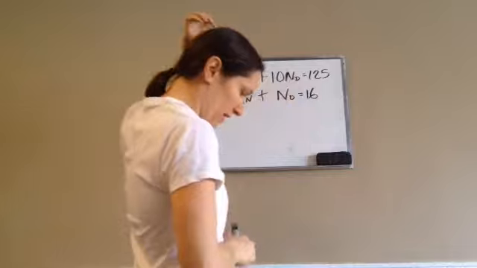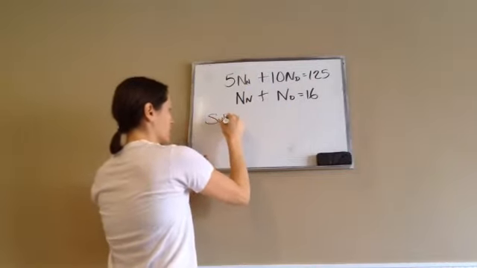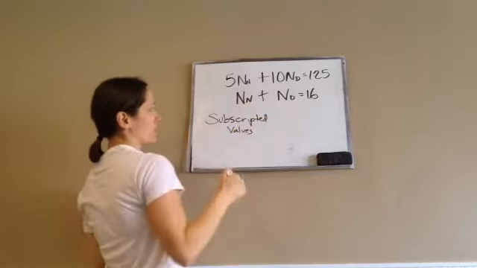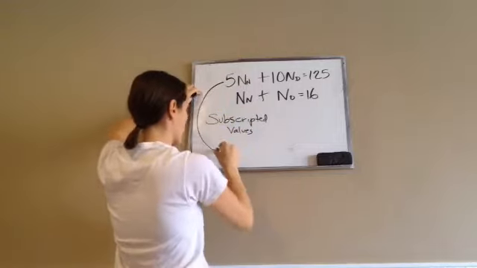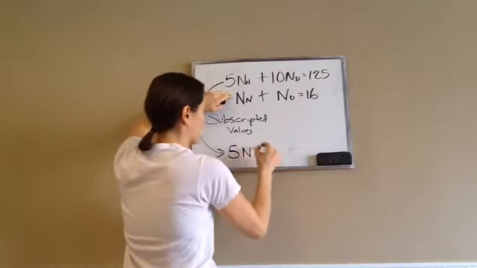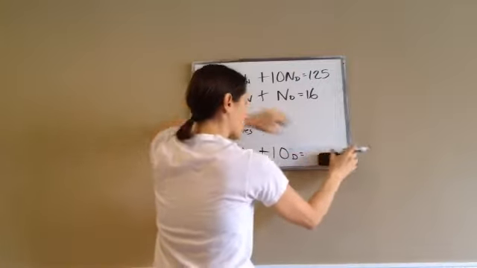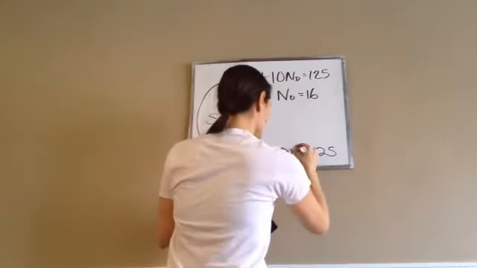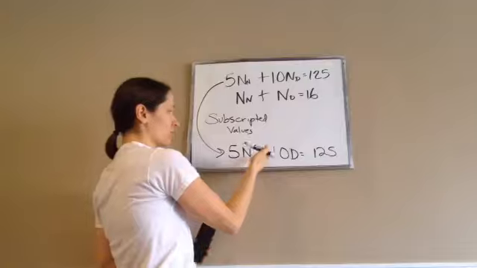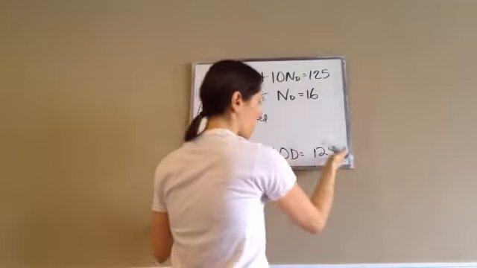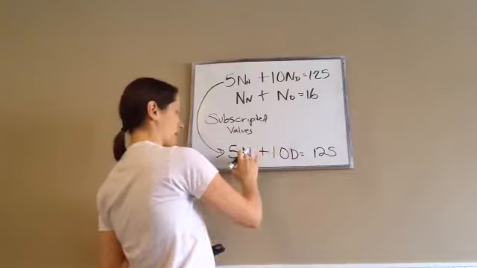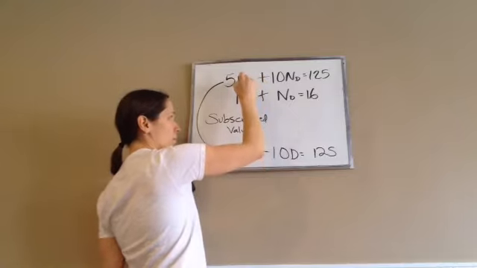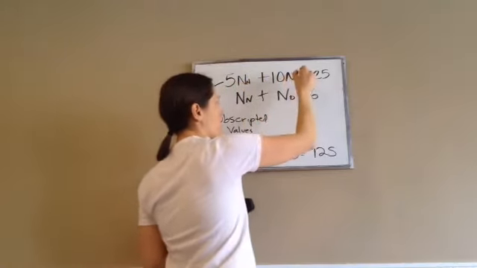Now, okay, I wanted to share something with you real quick before we move on to this next problem. We're moving into something called subscripted values. Okay? Now, when you look at this, this may look confusing because what we're used to working with is something like 5n plus 10d equals 125. So this would be like 5 nickels plus 10 dimes equals 125 or whatever, and you have to figure out how many dimes and how many nickels.